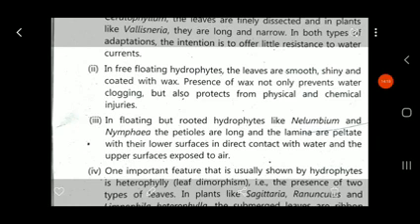The presence of wax not only prevents water clogging but also protects from physical and chemical injuries. Due to the waxy coating on the upper surface of the leaves, they are protected from physical and chemical injury.